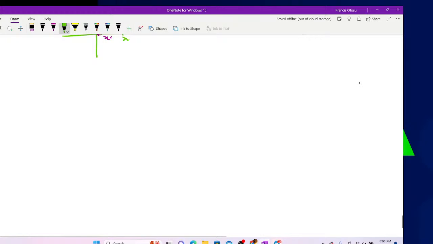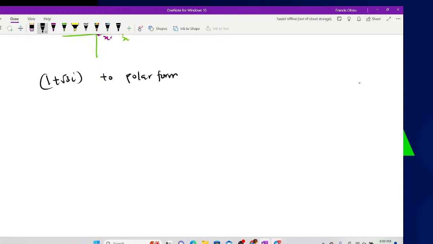Let's see how we can convert complex numbers to the polar form. There are a lot of applications of the polar form, so please pay attention. Now I have, let's say, 1 plus square root of 3i. Convert this to polar form. The Euler's representation is also called the exponential form, so they will just tell you to convert this to the exponential form or polar form.